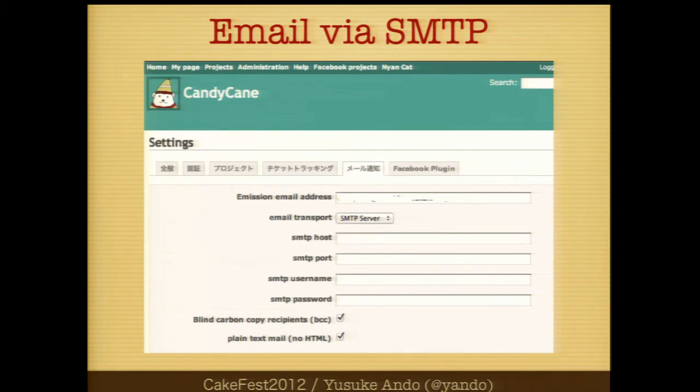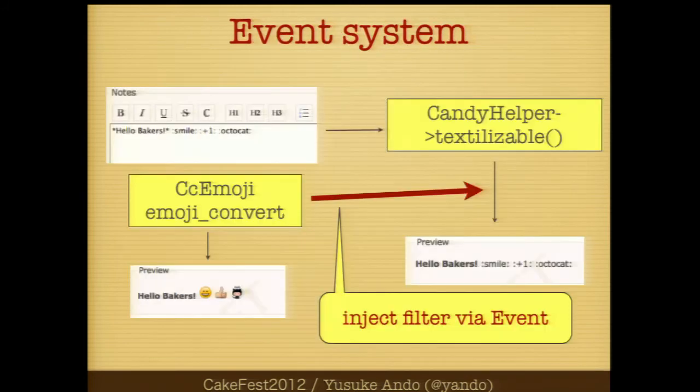Also, Cake 2 has better support for emailing. Cake 2 has the CakeEmail class, which supports emailing via SMTP, and now CandyCane has support for SMTP servers. And I think the most flexible thing in Cake 2 is the event system.